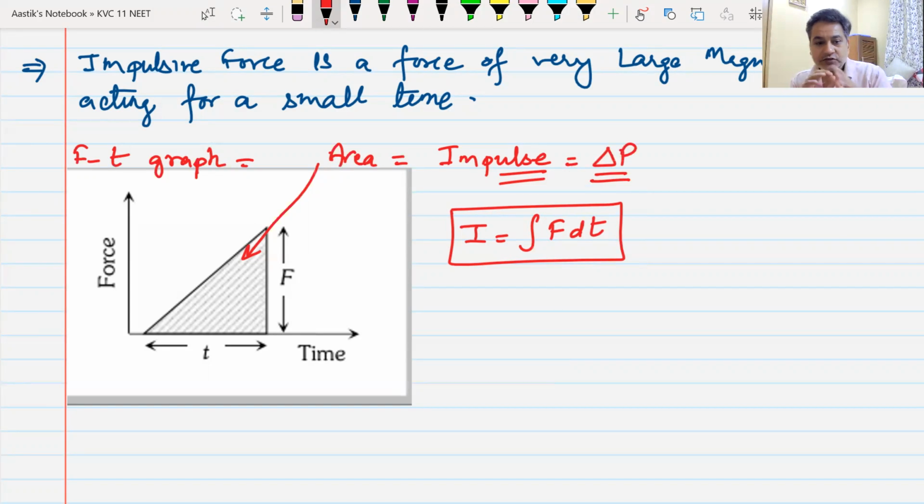So area under force time graph, many questions have come on this. Area under force time graph will give us the impulse or change in momentum. Do we understand this?